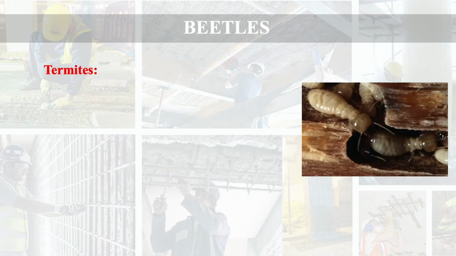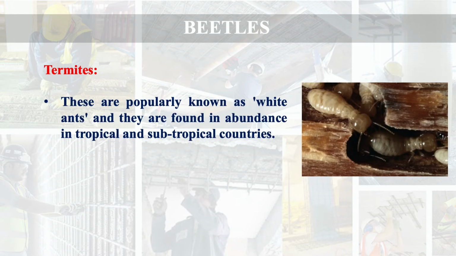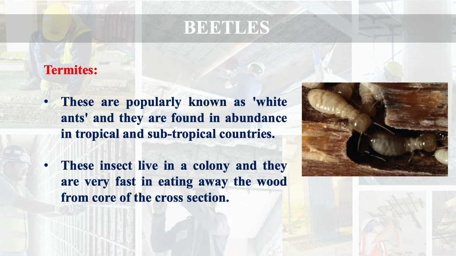Next we move to termites. These are popularly known as white ants and they are found in abundance in tropical and subtropical countries. In our country, there is a lot of attack of termites. These insects live in a colony and they are very fast in eating away the wood from core of the cross section. Here in the figure you see the picture of termites. Here this figure is enlarged, so you see a large size of ants. In actual, these are not as large, they are small in size.